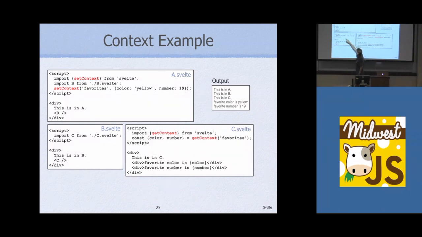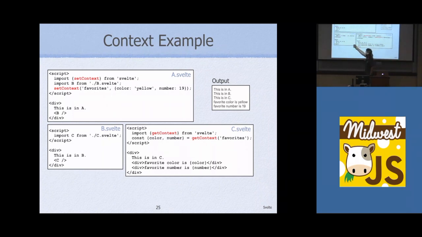So here's a quick example of using context. I've got a component A, and you see that it uses the component B. And here's my component B, and it uses the component C. And here's my component C. So in A, I'm pulling in the setContext function, and I'm setting a bit of context called favorites. And it's an object that has the color, a color yellow, and a number 19.